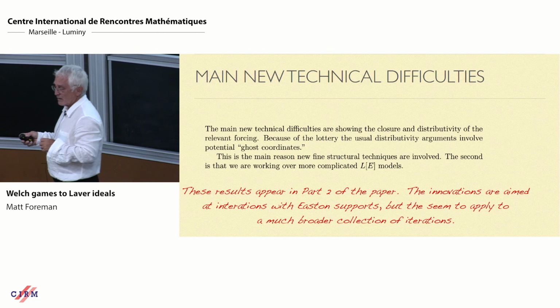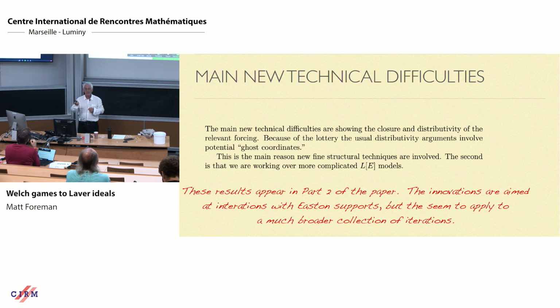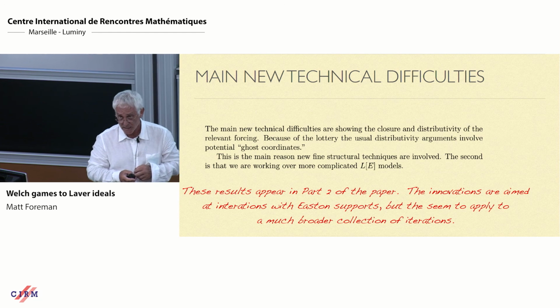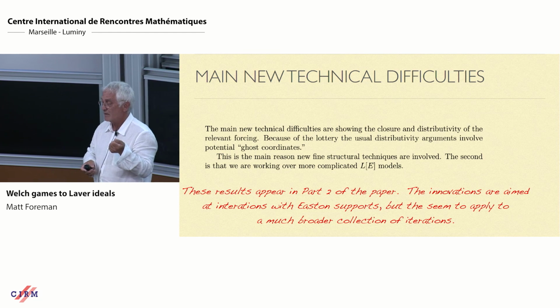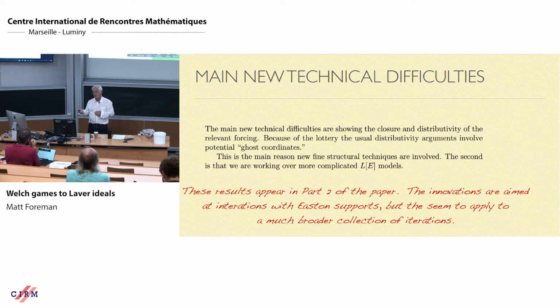Okay, so now there are additional difficulties if you want to just have one gamma. Remember, the theorem is that if you hand us gamma, you can create a model such that gamma is the largest cardinal where you have a strategy of length gamma. This creates additional difficulties if you only have one gamma because of issues around ghost coordinates. And this is the main reason that new fine structural techniques are involved. The second reason is that we're working over arbitrary L of E models, not just L mu. So these results appear in part 2 of the paper.